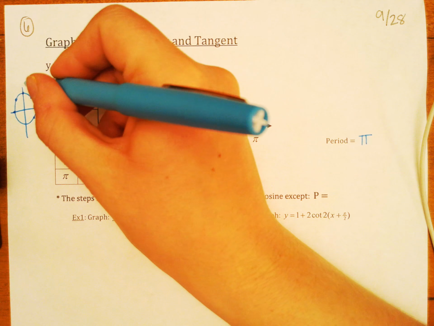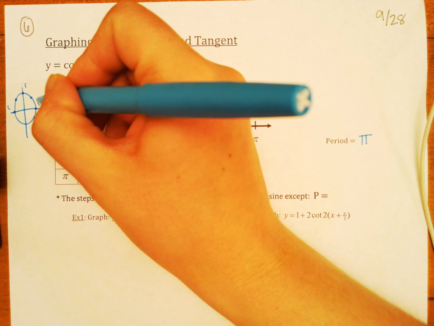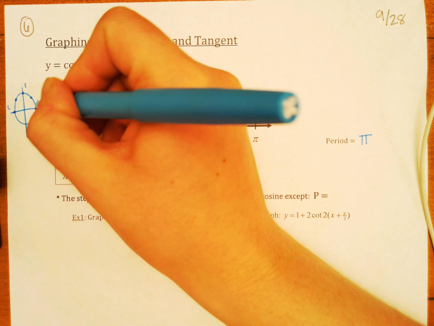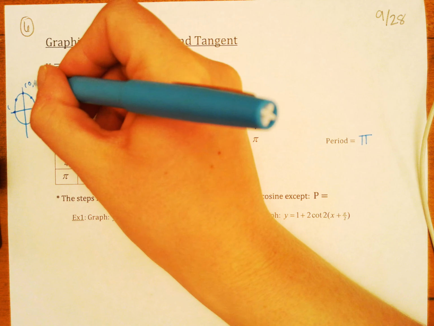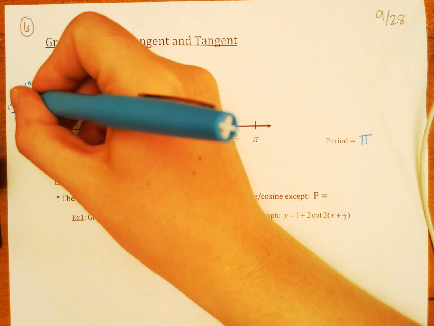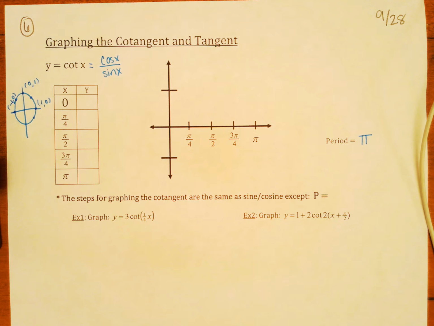And I'm just going to write out the quadrantal ones, and then we'll figure out the other ones. So at our 0 value, we're at 1, 0, and at our pi over 2, we're at 0, 1, and over here at pi, we're at negative 1, 0.